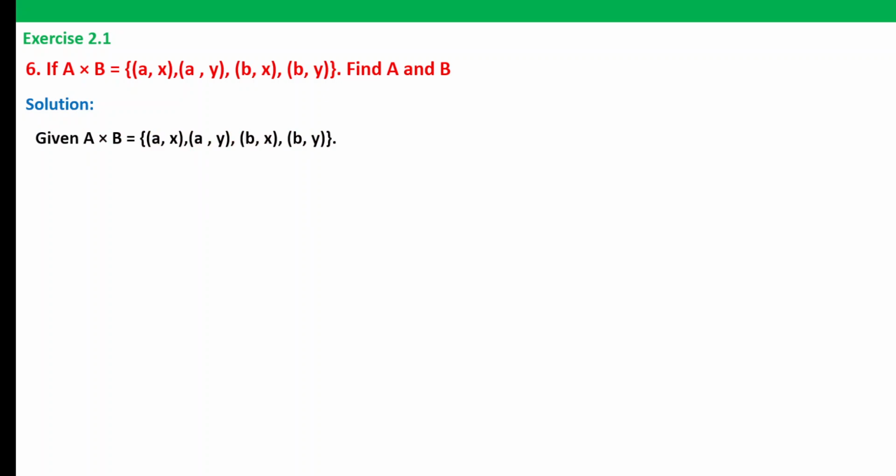Let us see question number 6. If A × B is a set with elements (a, x), (a, y), (b, x), (b, y), then find A and B. Solution. Given A × B is the set with elements (a, x), (a, y), (b, x), (b, y).